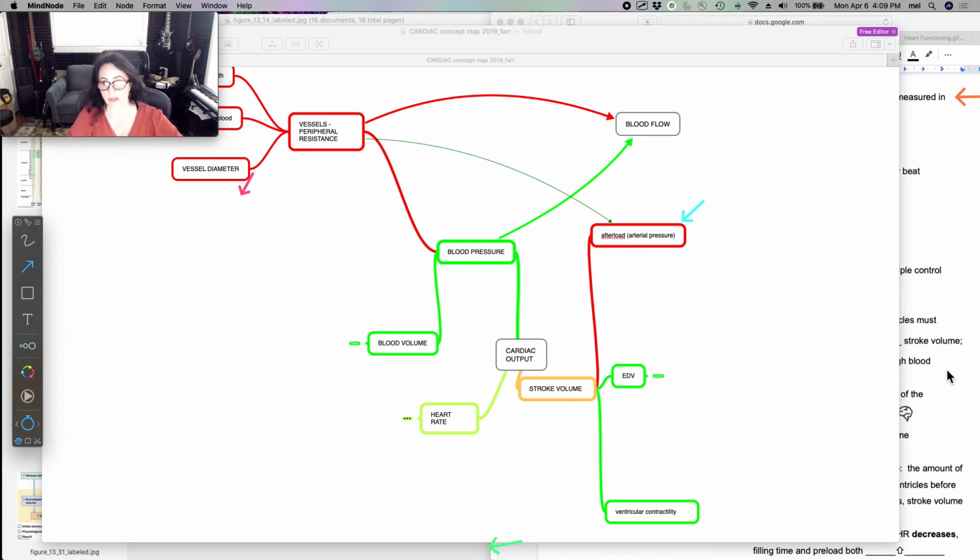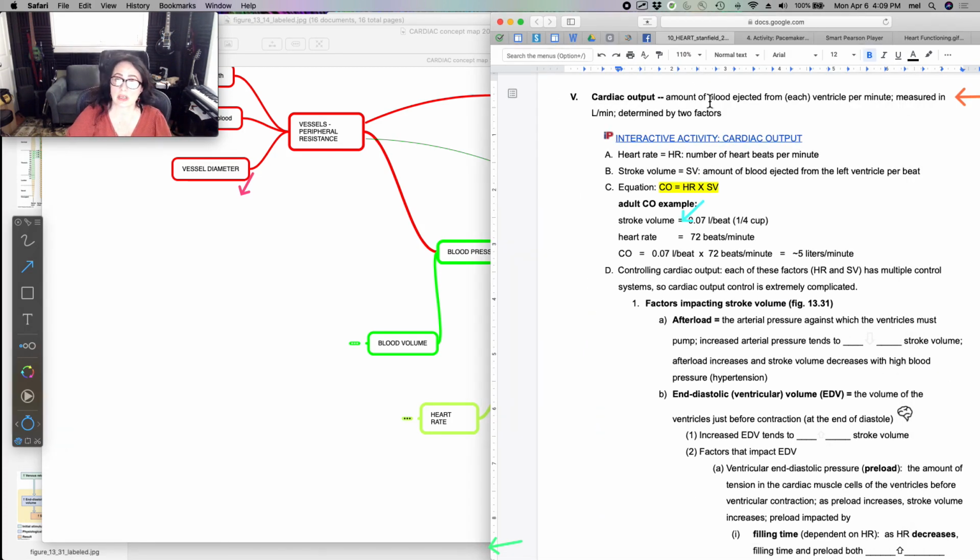That's called afterload. So let's look at it in your notes. Afterload is the arterial pressure against which the ventricles must pump. It's the pressure that they're pushing against. It's not the pressure that's generated by the ventricles. It's the pressure that's residual in the arteries. And so what do you guys think? Increased arterial pressure tends to do what to stroke volume? Okay, so think about it.